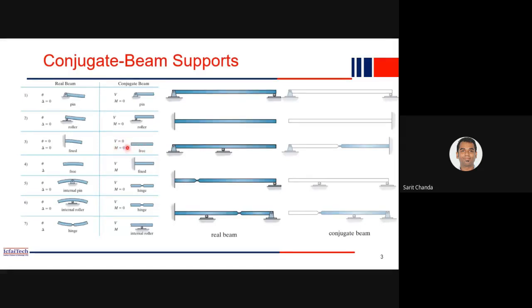There is no reaction moment. There is no reaction force. That's why it is free in the conjugate beam. So now let's see how we can convert a beam into a conjugate beam.